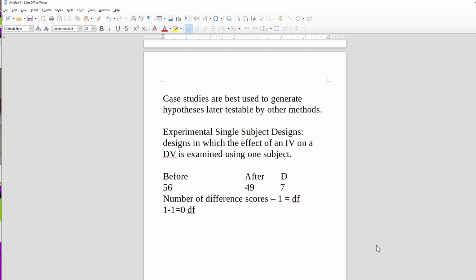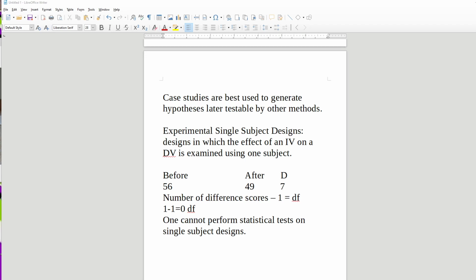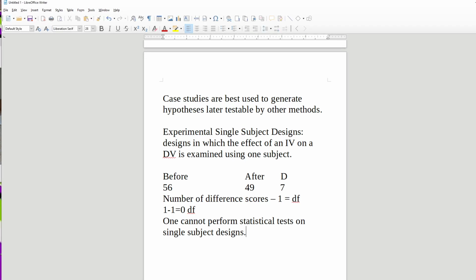The problem is one cannot perform statistical tests on single subject designs. One can't perform statistical tests on single subject designs because they only have 1 degree of freedom. You don't know how much variance there is in the dependent variable, is the real problem. So what do you do?